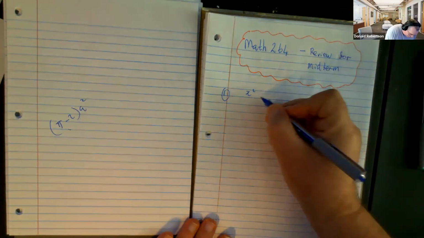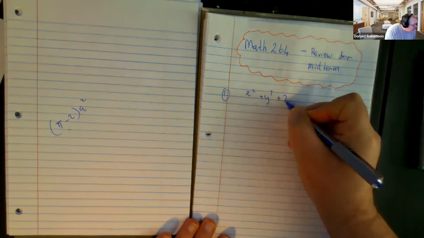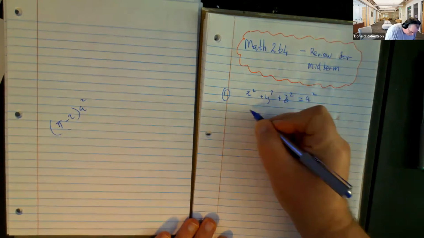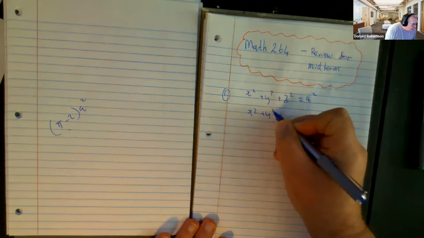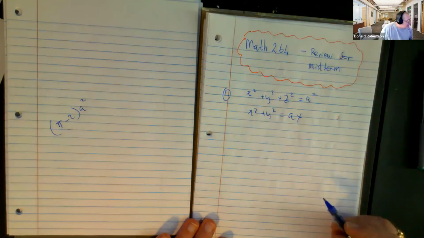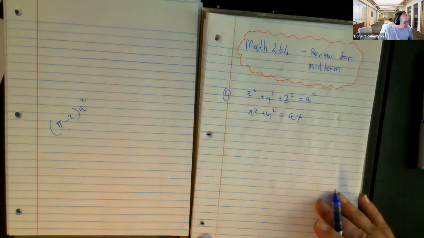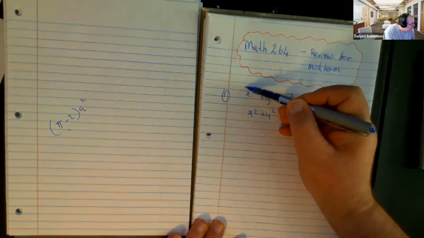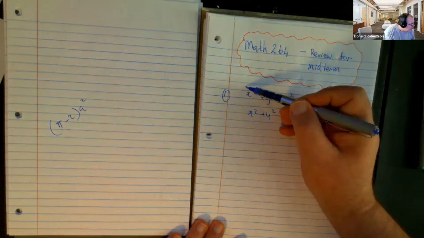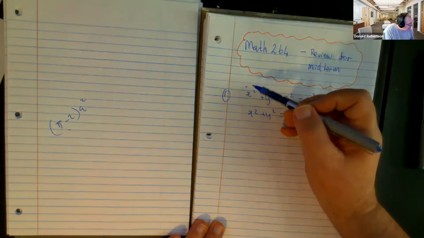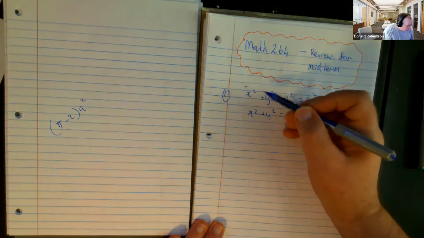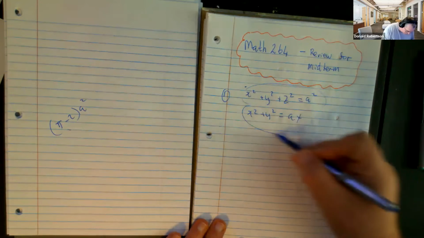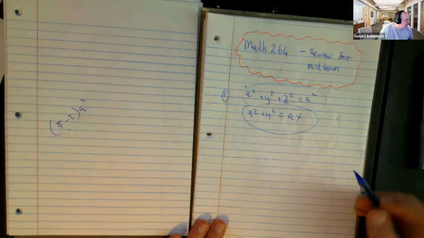So we have x squared plus y squared plus z squared equals a squared, and we have x squared plus y squared equals ax. And we're being asked to find the area of the surface of the part of the sphere, that's this one, that lies within the cylinder, which is this one. Okay.